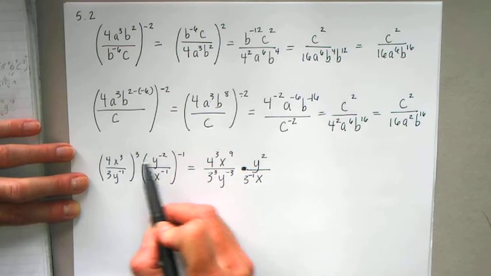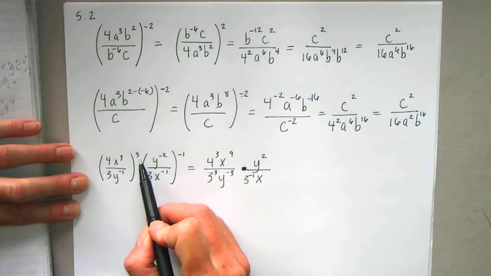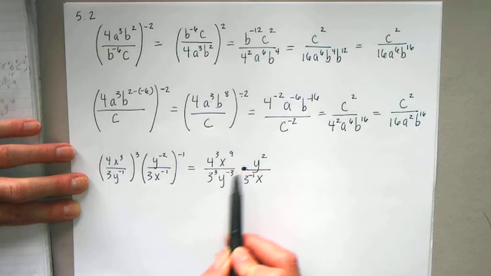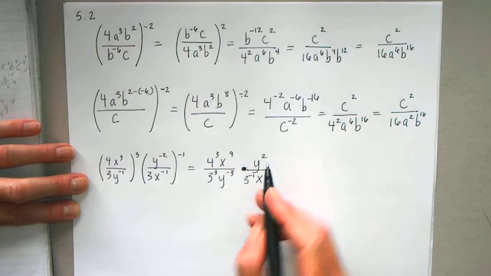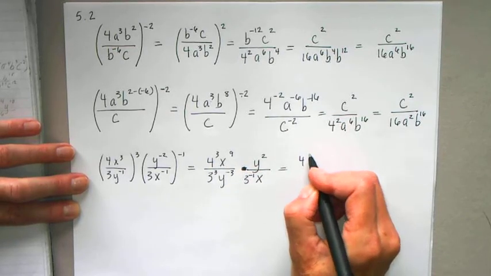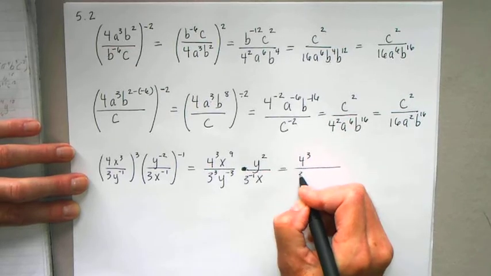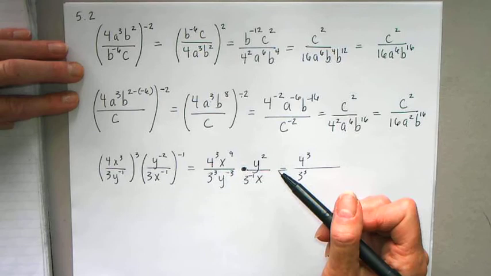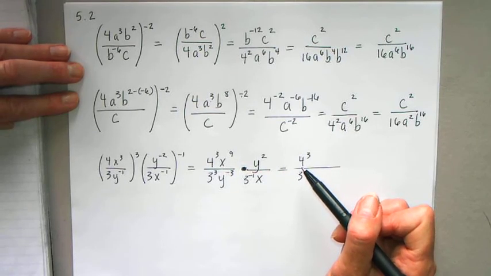Combine anything with the same base. Since I've taken care of the exponents, now if they have the same base, I can combine them. So let's go ahead and do that step. So I still have my 4 to the third and my 3 to the third, which they might make us do, but they might leave them like that. When they get big, sometimes they're kind of nice and they just leave them.